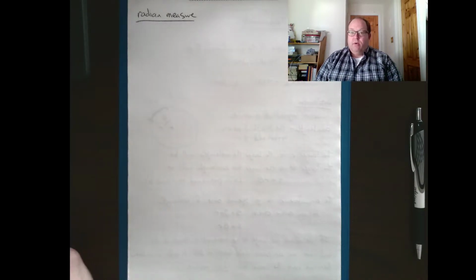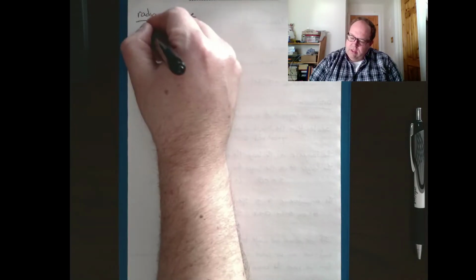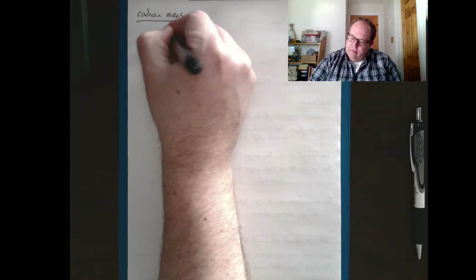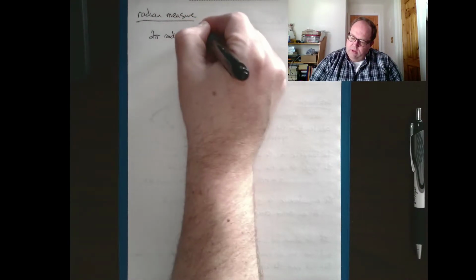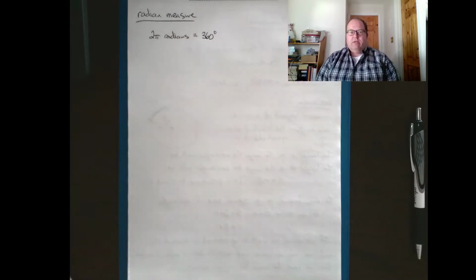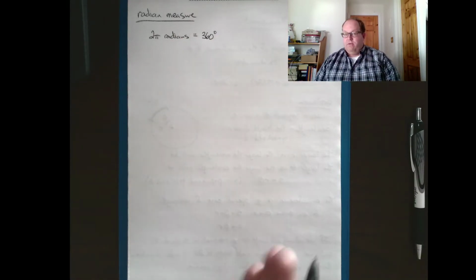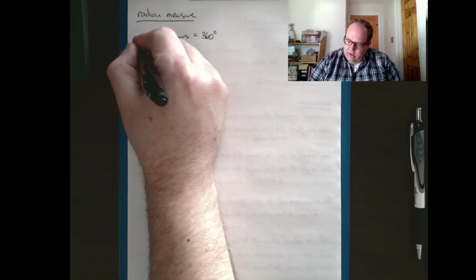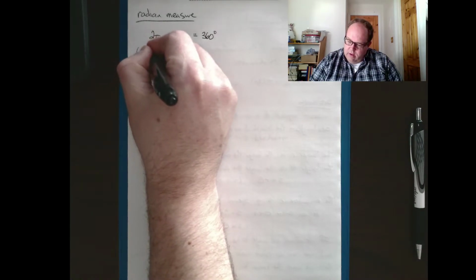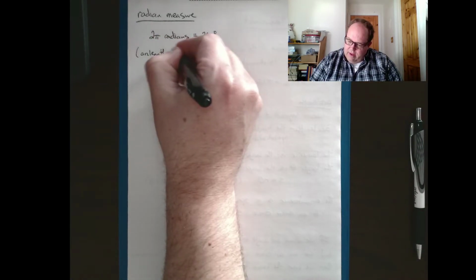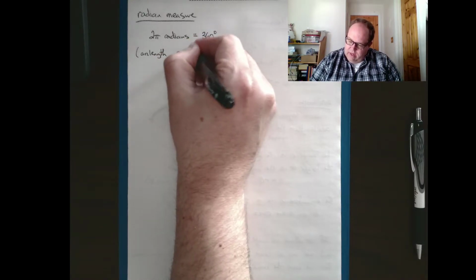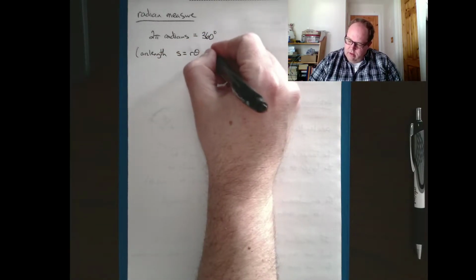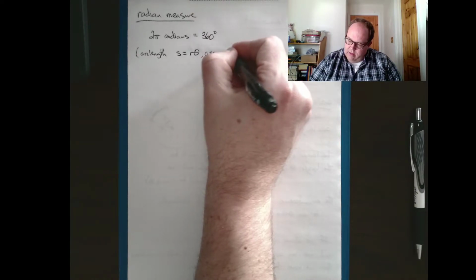Radian measure. From what we talked about before, we would say that 2 pi radians would be equal to 360 degrees. And that's the basis for us converting these units back and forth one to the other, from radians to degrees and vice versa. Also worth noting, arc length, S, would now be equal to r theta, assuming theta is measured in radians.